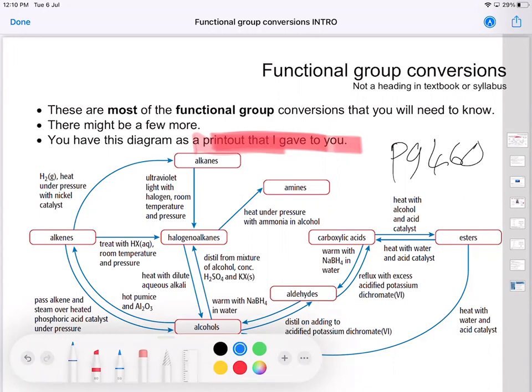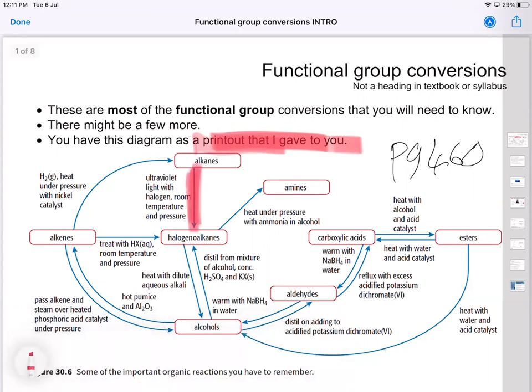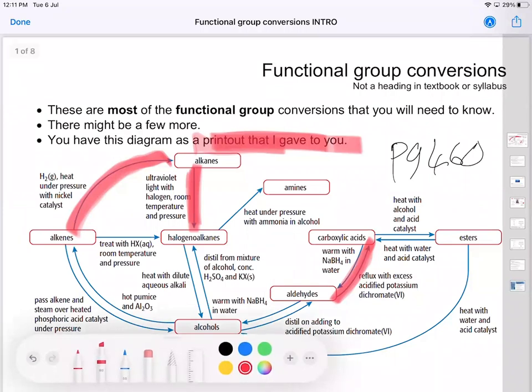What we're going to do is focus on individual conversions. So we'll focus on, for example, this over here, turning an alkane into a halogenoalkane. Cool. Then we'll focus on something like this, turning an aldehyde into a carboxylic acid. And what you'll see is that we'll do each one of these as individual topics, but what you've got to do is see the bigger picture at the end. And this is basically the bigger picture. Cool. Everyone happy with that?